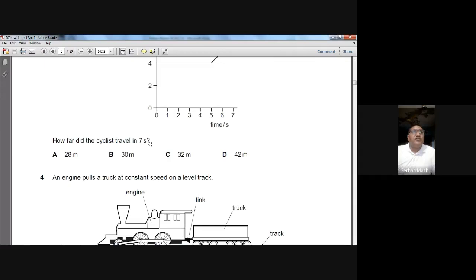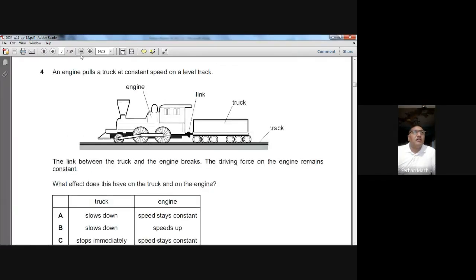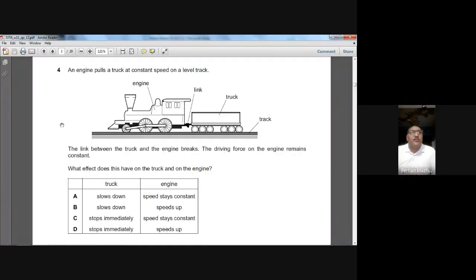Okay, let's move to the next question. Question number 4 is on your screen. An engine pulls a truck at a constant speed on a level track. The link between the truck and the engine breaks. The driving force on the engine remains constant. What effect does this have on the truck and on the engine?